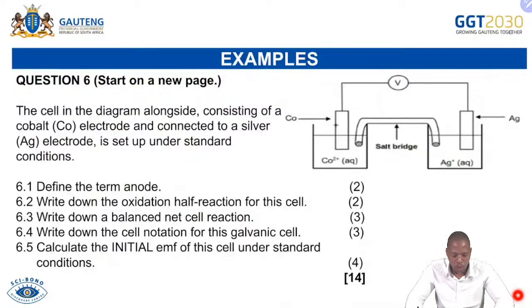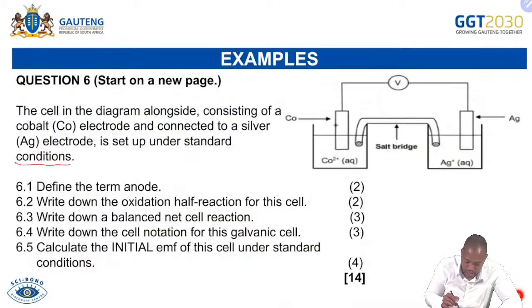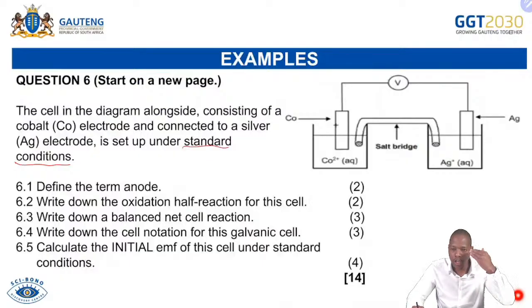Okay, so here's question 6, which says the cell in the diagram alongside consists of a cobalt (Co) electrode connected to a silver (Ag) electrode. It is set up under standard conditions. So in your head, you should quickly just remember those standard conditions. What are those standard conditions that they are talking about?